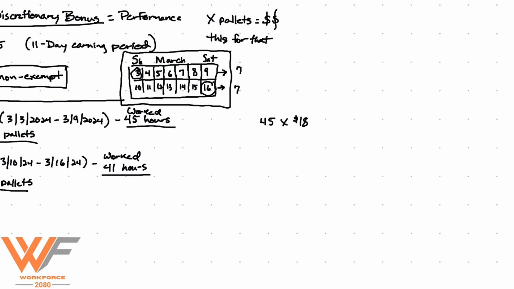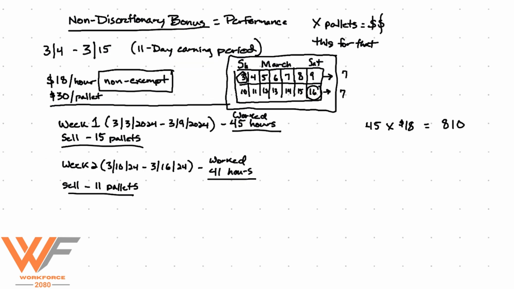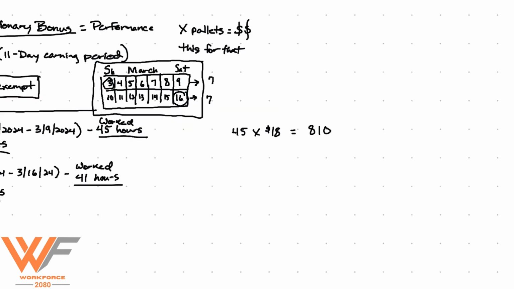Can't do math that quick. So 45 times 18 is 810 in wages. Now, if you sold 15 pallets that week, we know that 15 pallets times 30 equals this much. It's $450. Now, what they have to do is they have to add it into your total compensation. All right, so this is total comp.